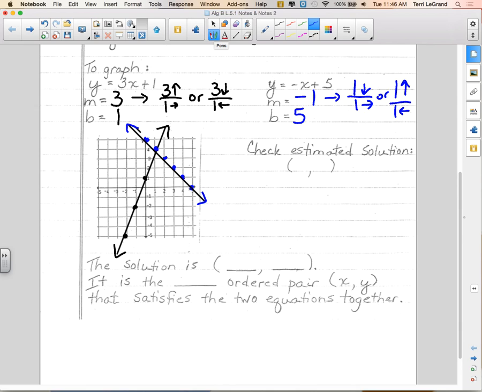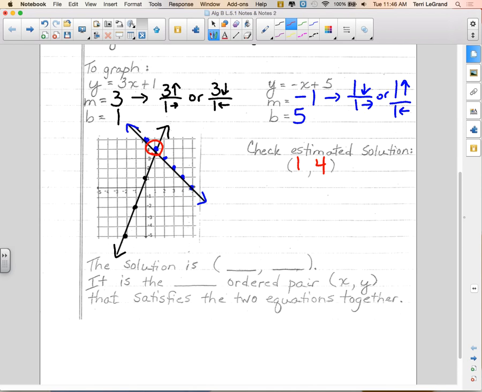And if the 2 lines intersect in 1 point, we say it has how many solutions? 1 solution. And that solution is an ordered pair. What do we estimate the ordered pair solution is? 1, 4. Okay, so we're going to estimate that our ordered pair solution is 1, 4. We're talking about that point right there where it's intersecting. Ordered pair 1, 4. And now we're going to check it.